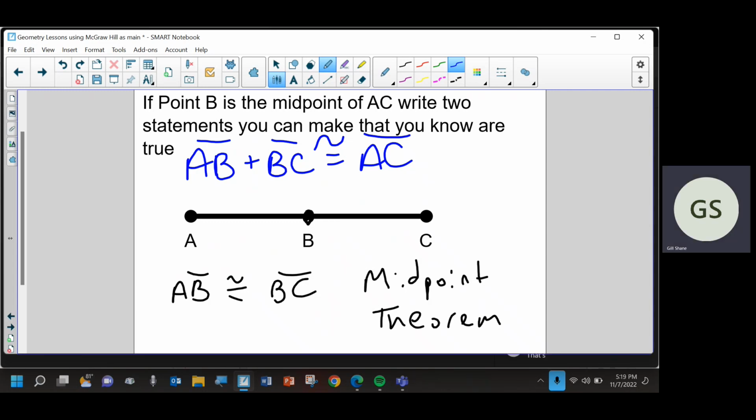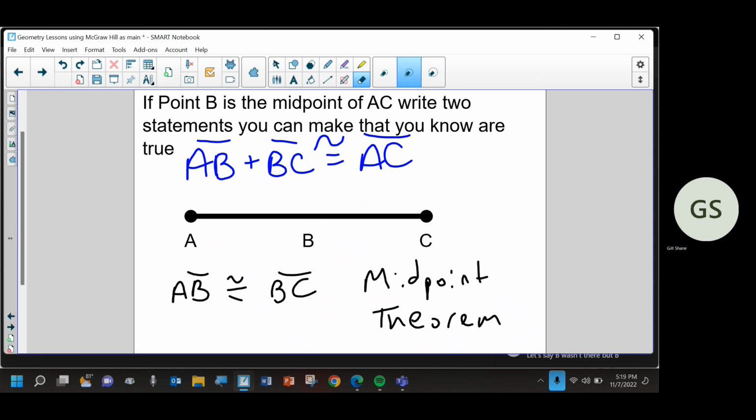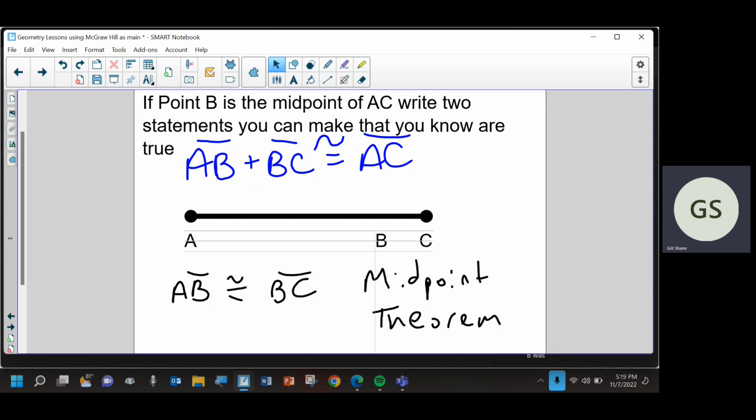That's true whether B is the midpoint or not, as long as B is in between A and C. Again, if that's confusing to you, I'll show you what I mean. Let's say B was down here. Well, again, definitely not the midpoint, but AB plus BC is still equal to AC. Or if B was way down here, again, AB plus BC would still be equal to AC. So again, that statement has nothing to do with the midpoint, but it is still a true statement.